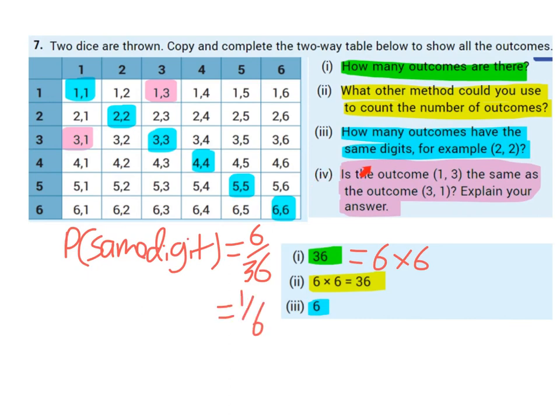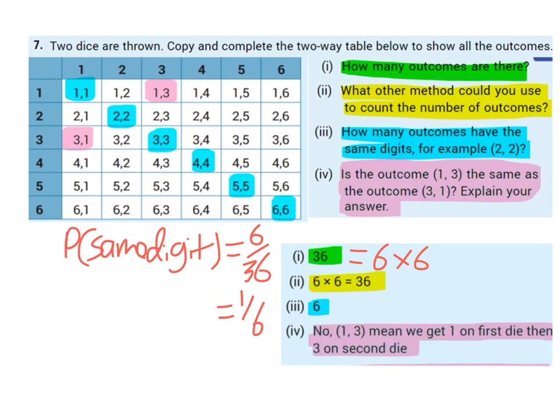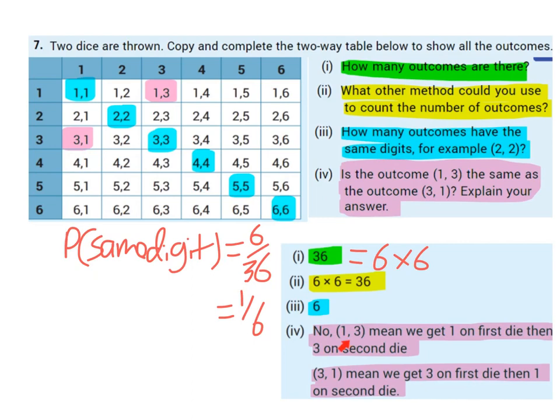Question 4. Is the outcome 1, 3 the same as your outcome for 3, 1? Explain your answer. So there's 1, 3 and there's 3, 1, and they look quite similar. But actually, no. 1, 3 means we get 1 on the first die, then 3 on the second die. And 3, 1 means we get 3 on the first die and 1 on the second die. So they are actually different. It's the order that's important.